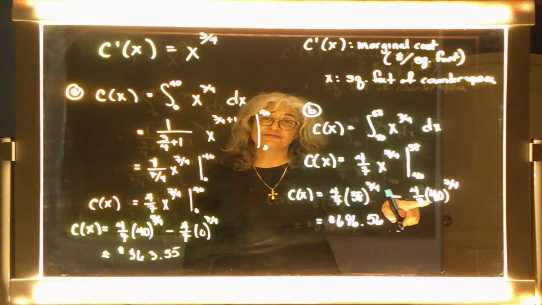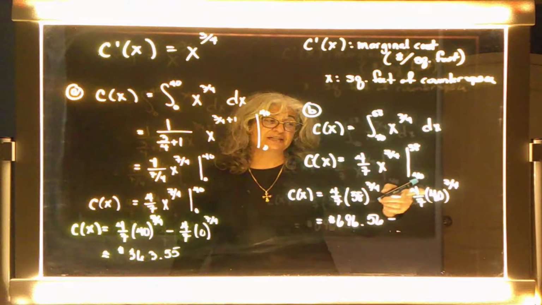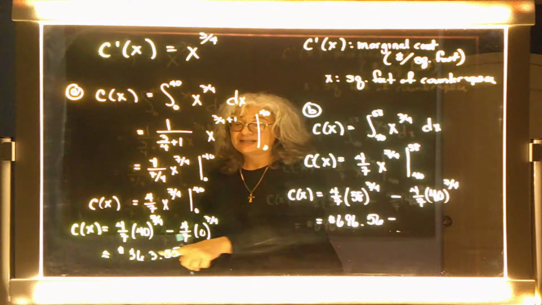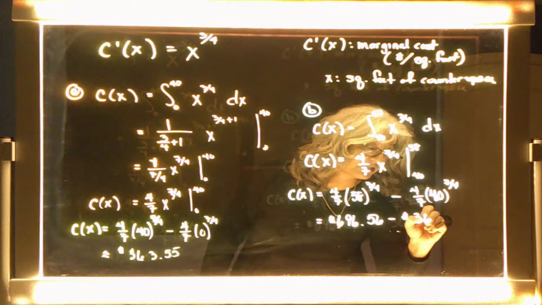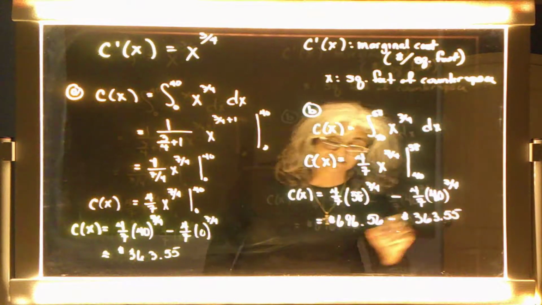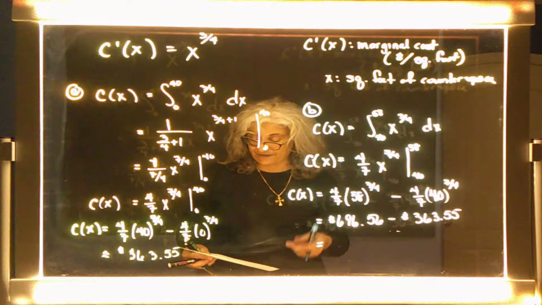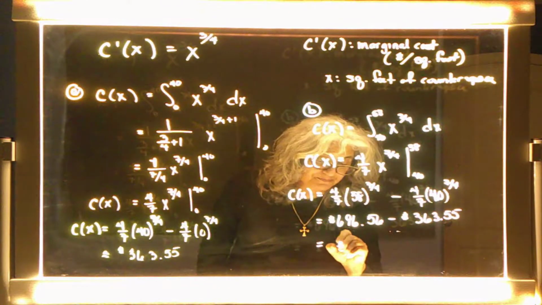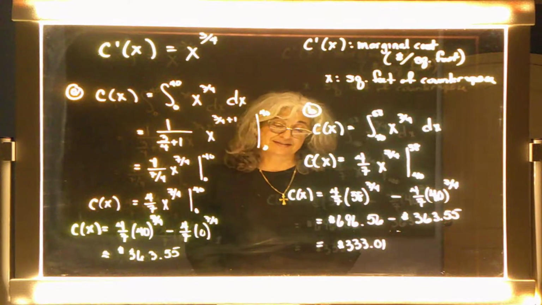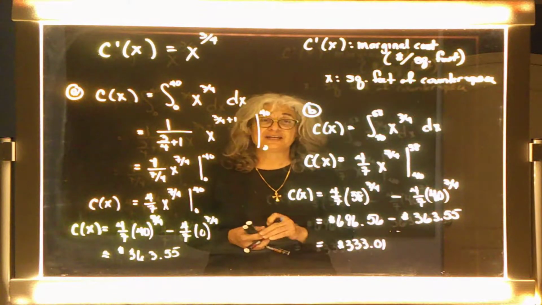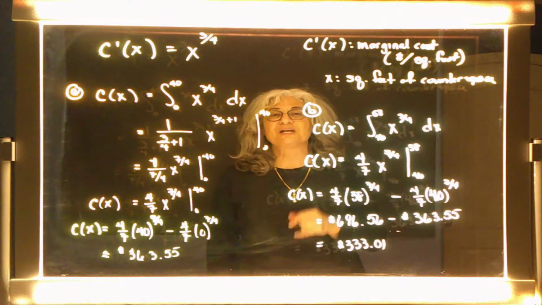And I'm subtracting from it a number I already know, because didn't we already figure out 4/7 times 40 to the 7/4? Yeah, we got that over here. We got $363.55. And when we do that subtraction, the cost for the extra 18 square feet is, well, at least I got $333 and a penny. And unless I finger punched incorrectly, there's the cost of the 18 extra square feet. Cool? Making sense? Loving it.